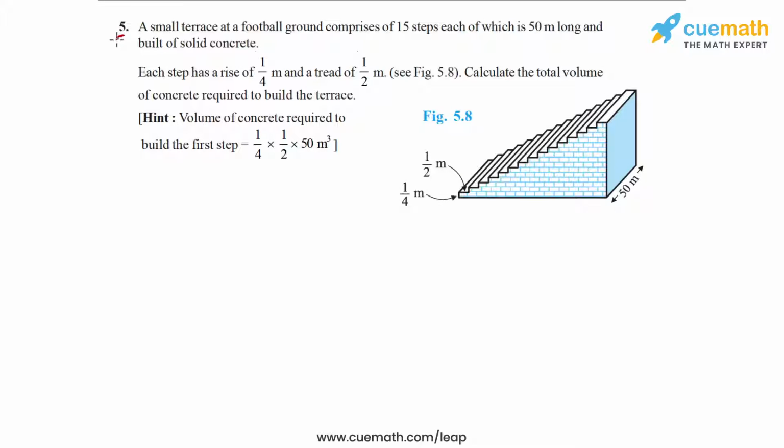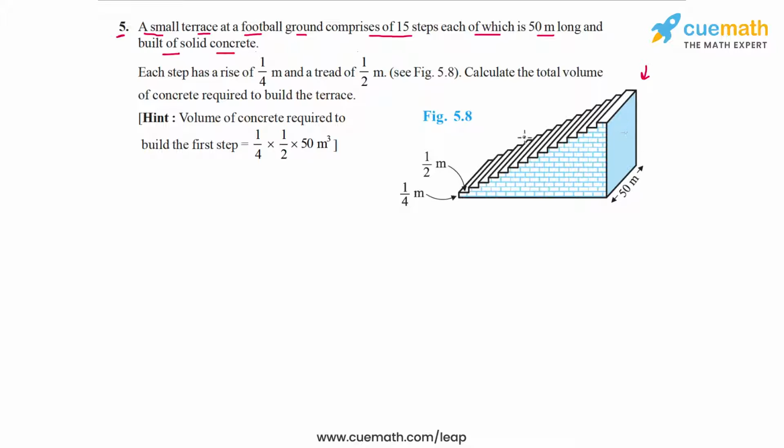Question 5 of this exercise is a very interesting question on mensuration, on finding volume, which is based on AP. Here's what the problem statement says. A small terrace at a football ground comprises 15 steps, each of which is 50 meters long and built of solid concrete. So look at this figure here.